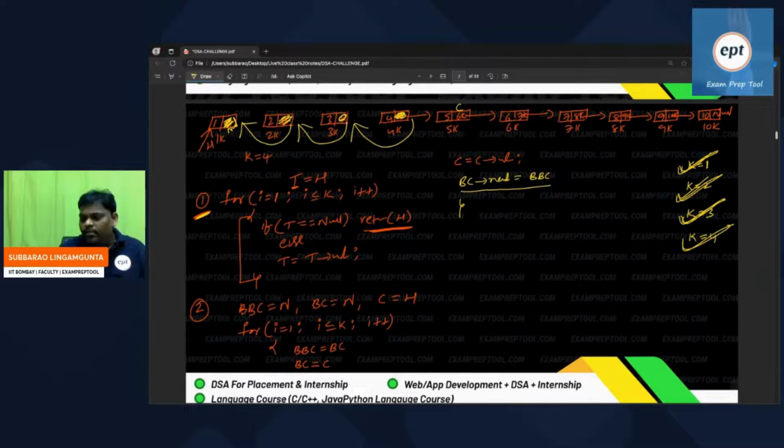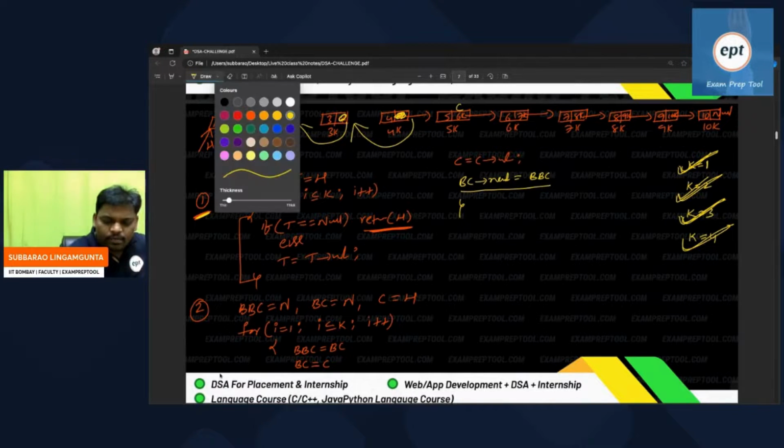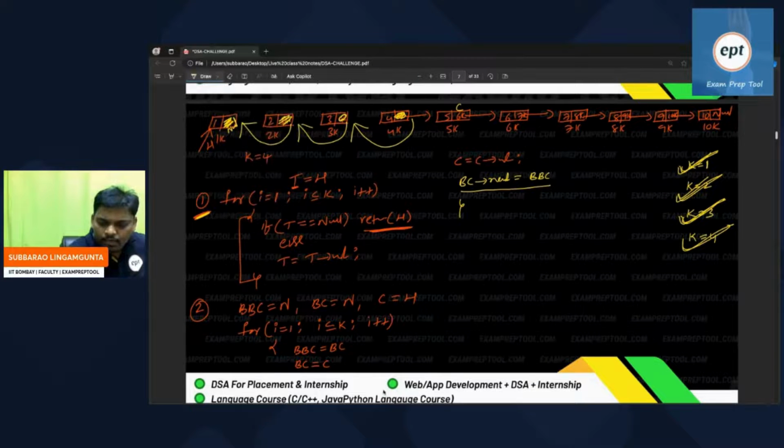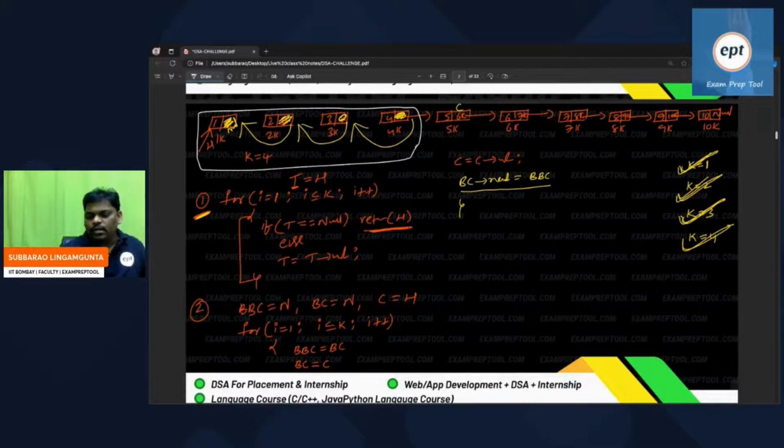But remember, K people are reversed. See this one. After this reverse story, the first node becomes the last node, and the last becomes the first.